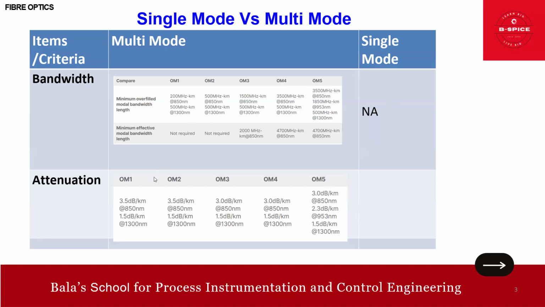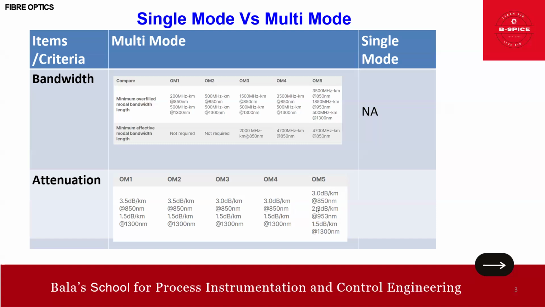Then we'll talk about the attenuation. Attenuation is nothing but reduction in signal strength as light travels through the fiber. Here, multi-mode OM1 is 3.5 dB per kilometer at 850, then 1.5 dB per kilometer at 1300, and OM2 is the same. OM3 is a little bit less: 3 dB per kilometer at 850 and 1.5 dB per kilometer at 1300. And OM4 is 3 dB per kilometer at 850 and 1.5 dB at 1300. OM3 and OM4 are the same.